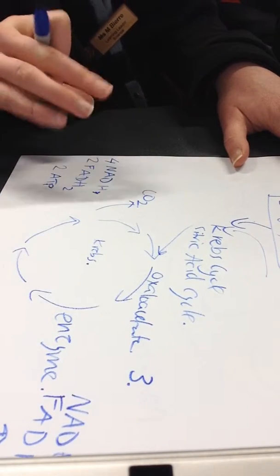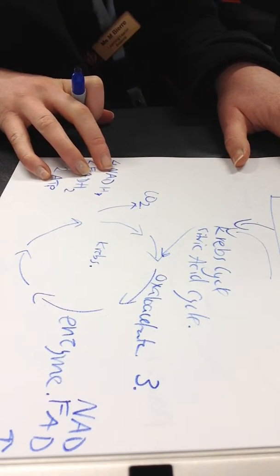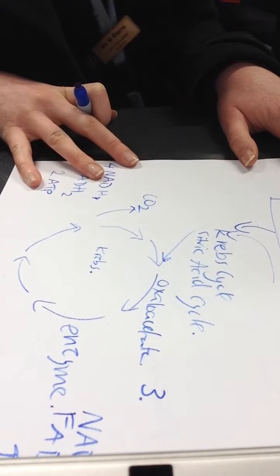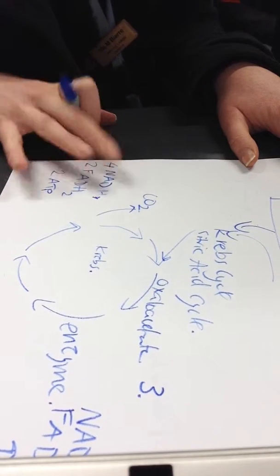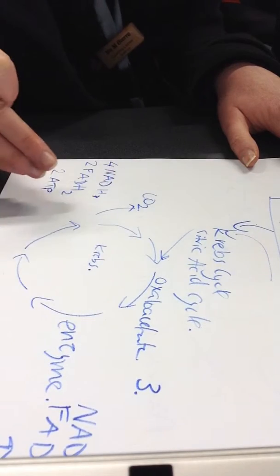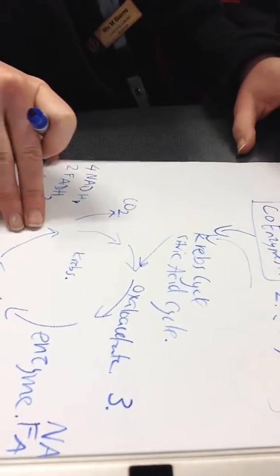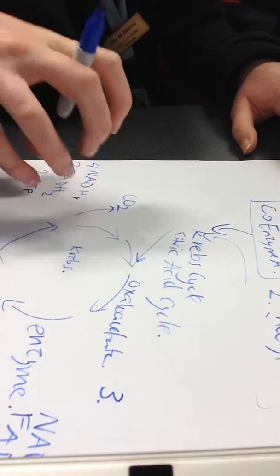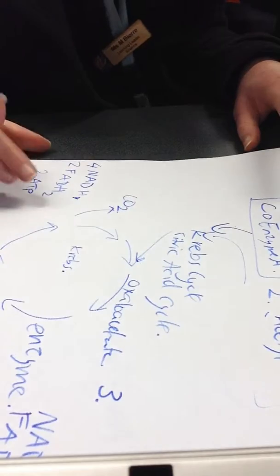So now we've charged up a whole bunch of stuff, and we haven't even got to the point where oxygen comes into play. We're still talking about aerobic respiration, but oxygen hasn't come into play yet. Oxygen comes in at the electron transport chain.